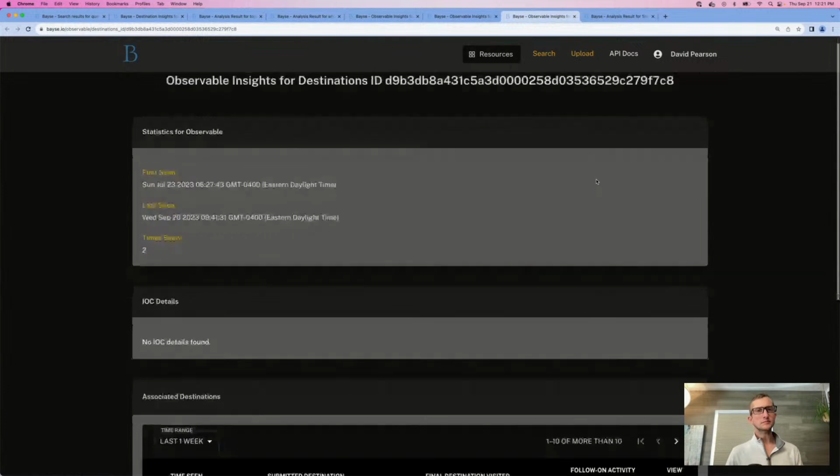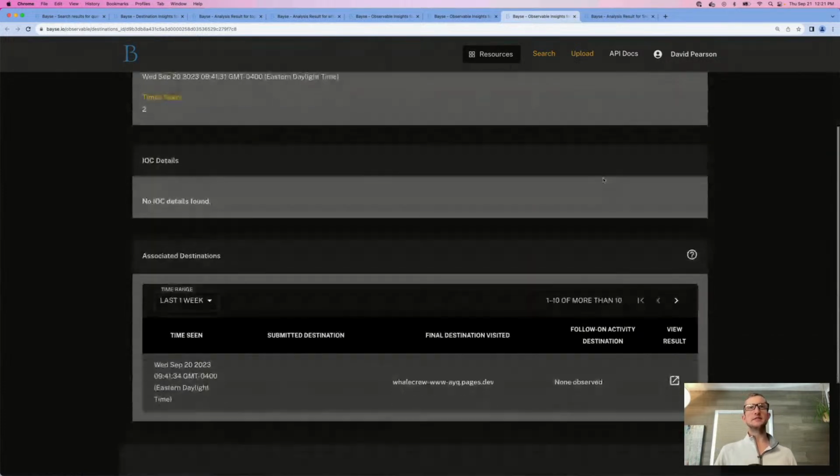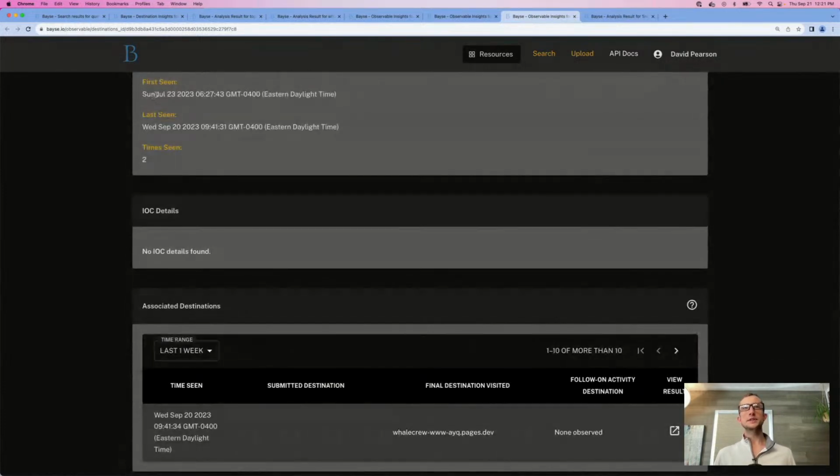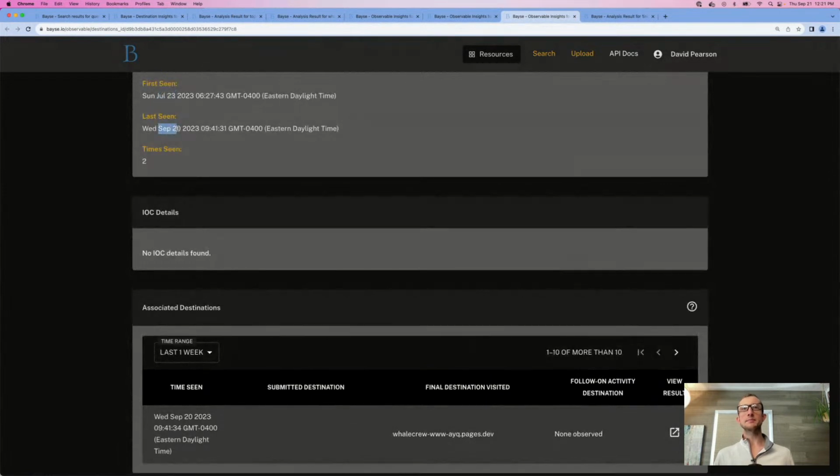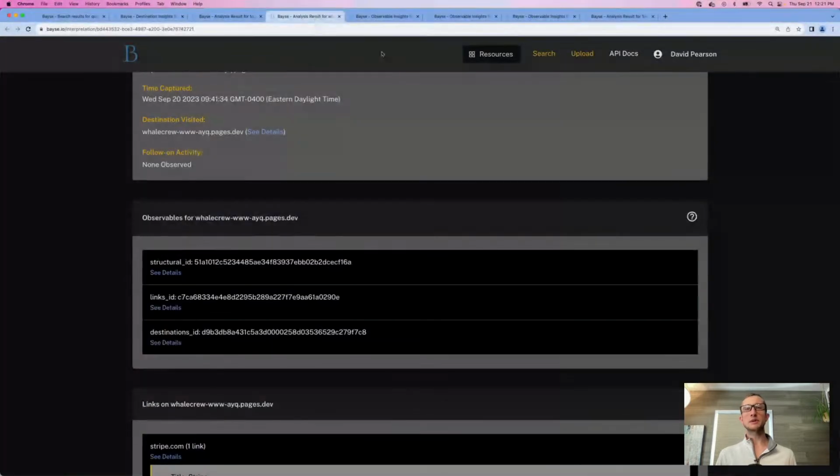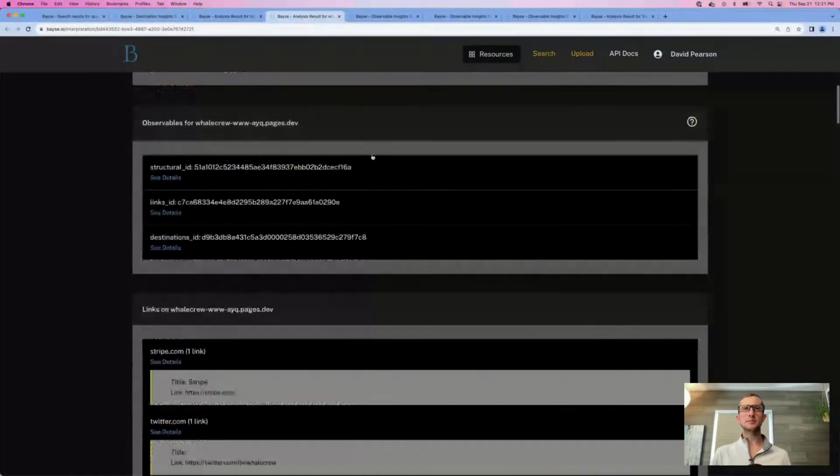Okay, this one, we saw the exact same set of destinations once in July and once in September, although unfortunately the July date is too far back, so we don't have a good way to go and see that, but we at least see it twice, so that would at least raise my suspicion that this one's maybe a little bit more interesting.